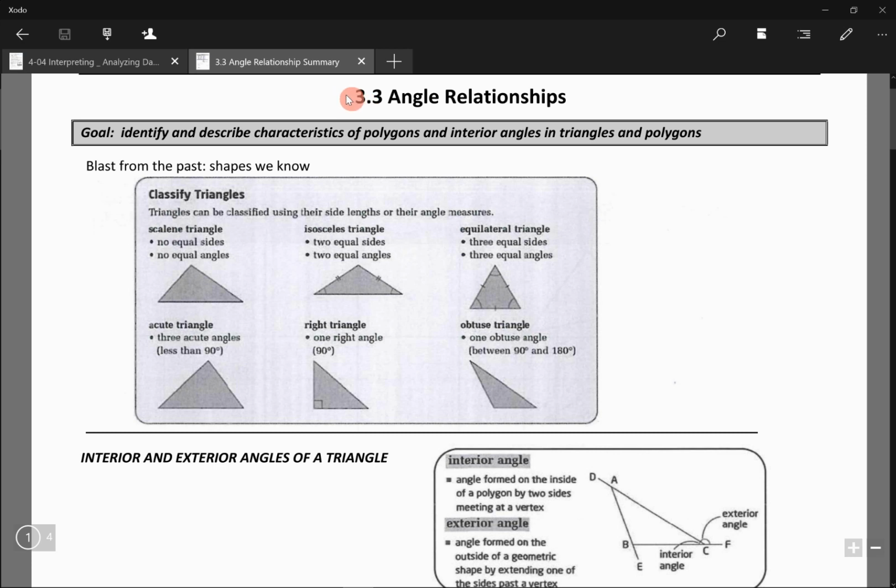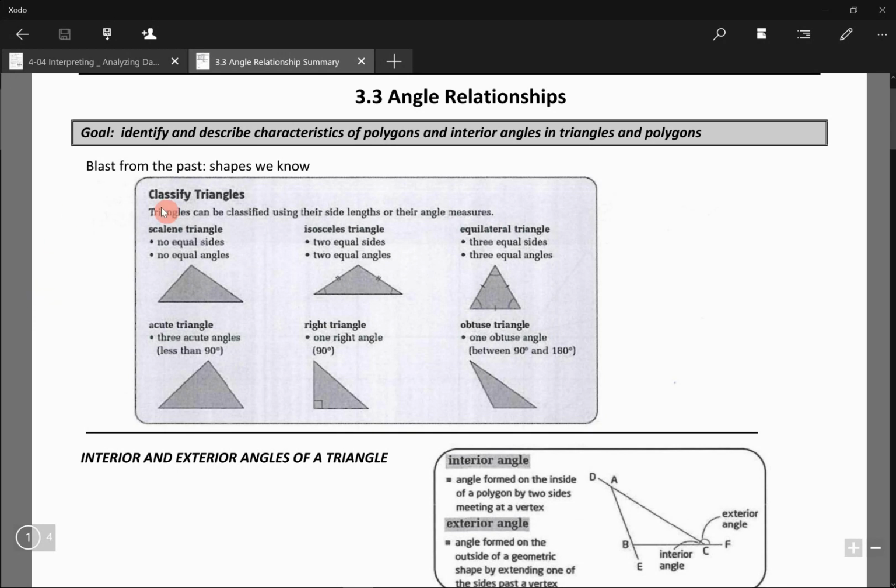So here we are, 3.3 angle relationships. We're going to talk now about angles inside triangles and other polygons, both inside and outside, interior and exterior angles. So let's just go over a few basic concepts about triangles that we already know and just need to review.